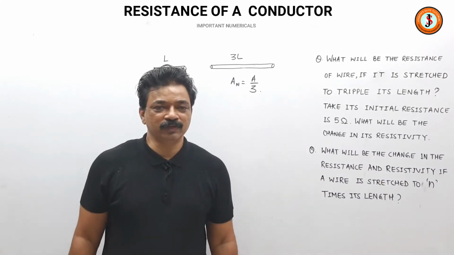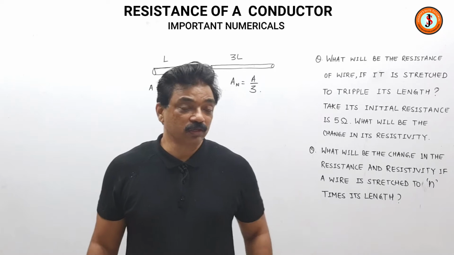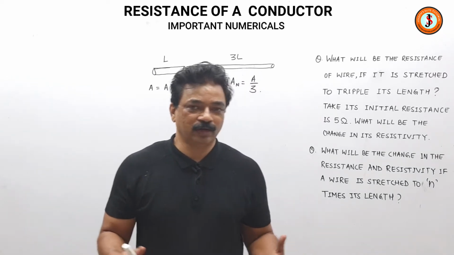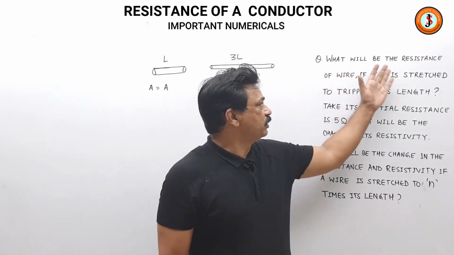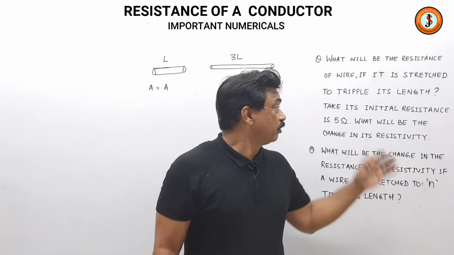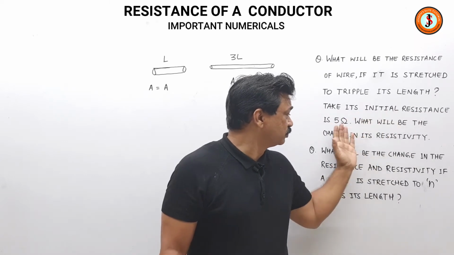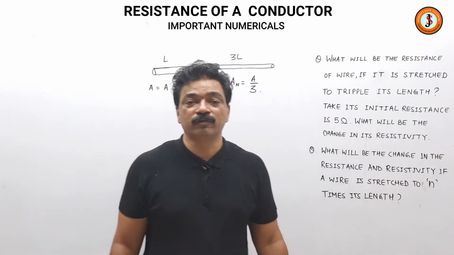Hello children, here we are doing a few numericals on resistivity and resistance. Now there are a few important questions I would like to discuss. Number one is, what will be the resistance of a wire if it is stretched to triple its length, with its initial resistance 5 ohm? What will be the change in its resistivity also? Both the things you have to find out.